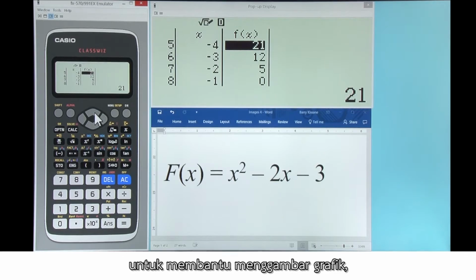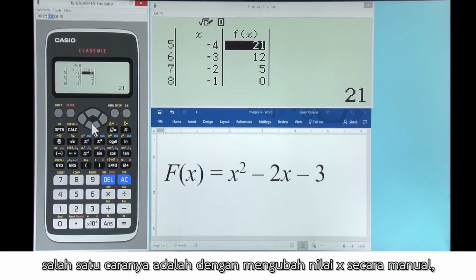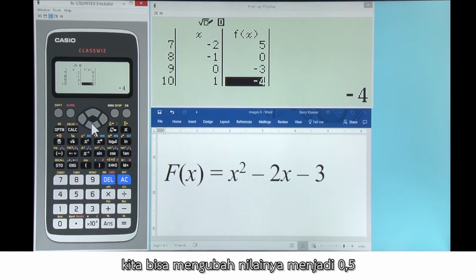To help draw the graph, you might like to take a closer look at some of the points. One way is to change an x value manually. So let's look at when x is equal to 1, for example here. We can change the value to make it 0.5.